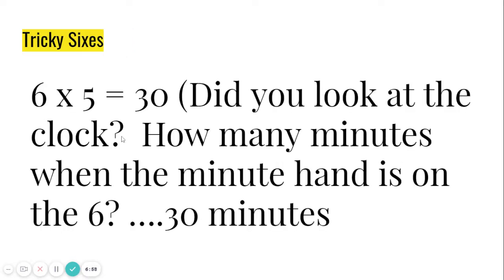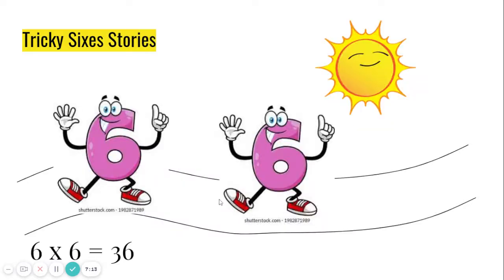All right, 6 times 5. Let's flip that back around and go 5 times 6. Did you think about it being on the clock? If we count by 5s on the clock and the minute hand is on the 6, how many minutes did we have? 30 minutes. So let's look at our clock real quick. Oh, I think I skipped too many. We'll look at it another time.